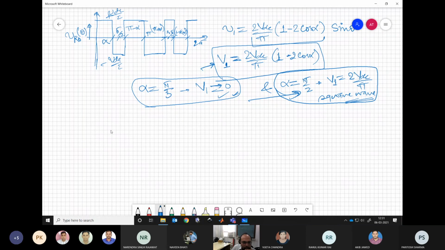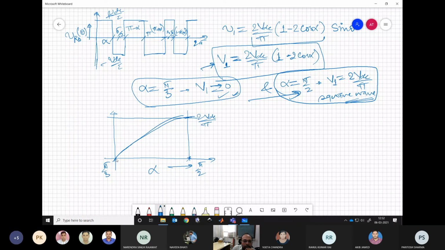So this is how if you plot on a graph paper with respect to alpha and you are varying this pi by 3 to pi by 2, so the component will actually change, like at pi by 3 it is 0 and then it will go on up to 2 VDC by pi. So this is the limit, 2 VDC by pi. So this is how, of course, it's not a line but a cosine kind of curve. So this is what we are getting.